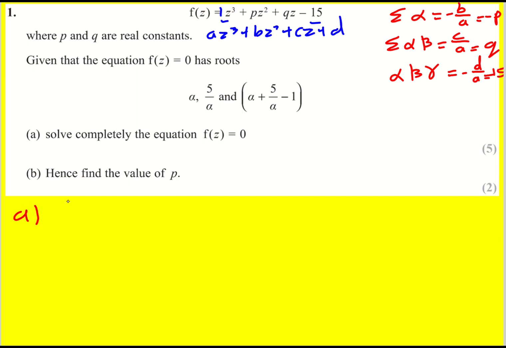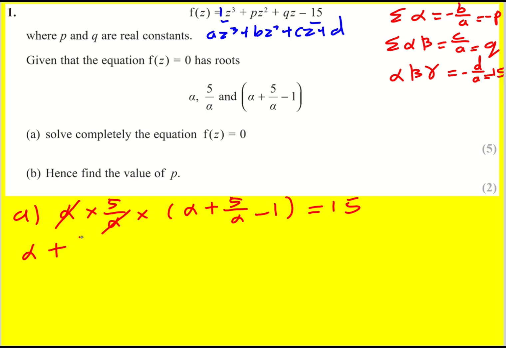We can write down that alpha times 5 over alpha times alpha plus 5 over alpha minus 1 is equal to 15. And although this looks quite a complicated equation, these immediately cancel. And I can even divide through by 5 rather than expanding the bracket. So alpha plus 5 over alpha minus 1 is going to equal 3. I'm first of all going to minus 3, so I'll get a minus 4.